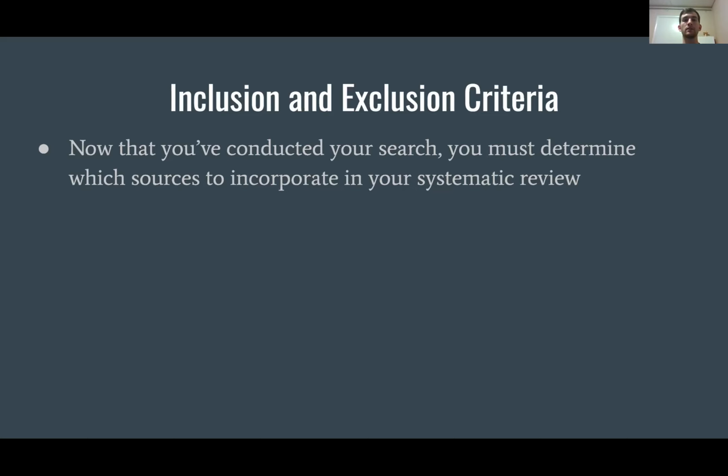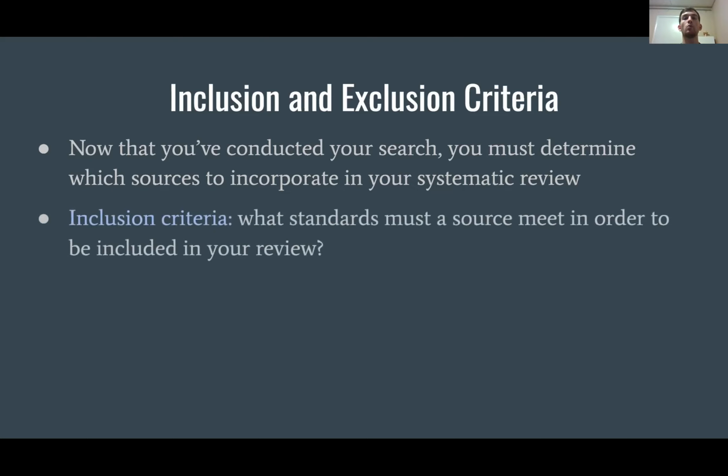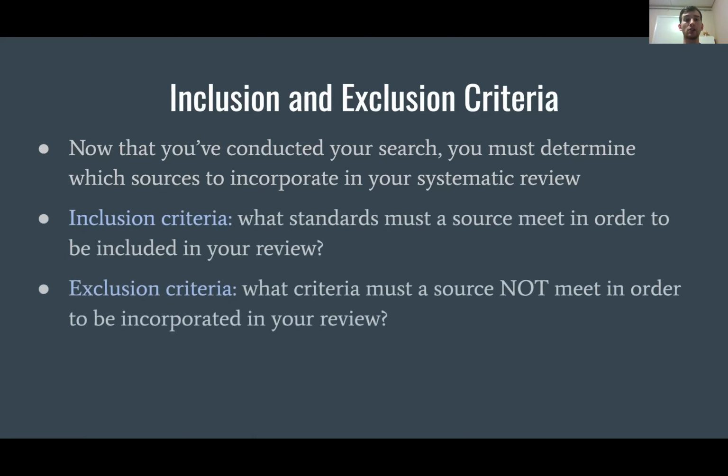that you're doing the review for. So once we've done our search and we have our list of sources, now we need to determine which of these sources we're actually going to incorporate in our systematic review. So the way we're going to do that is we're going to first set what's called our inclusion and exclusion criteria. So our inclusion criteria is essentially the standards or criteria that a source has to meet in order for us to include it in our review.